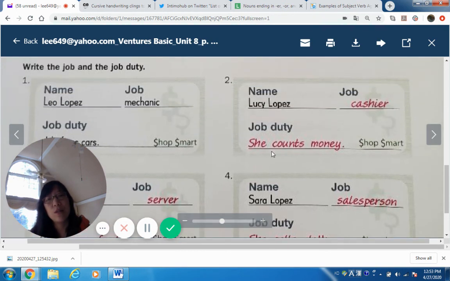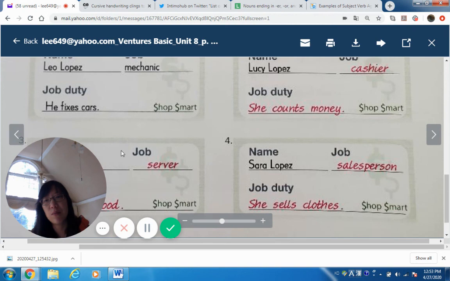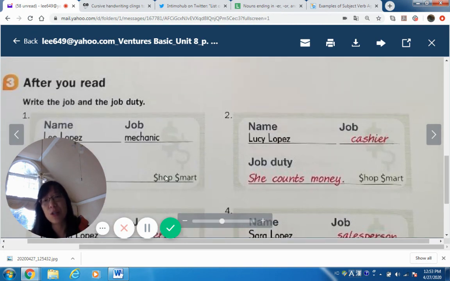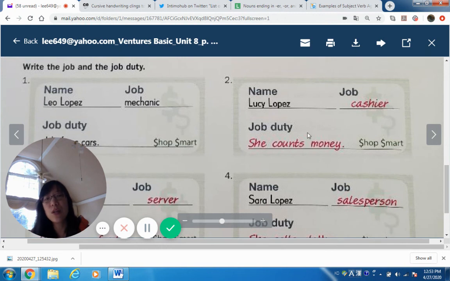So look at it, she. Third person singular. That's why you need S, counts. You have to say she counts, not she count. And we're using it in the present tense. Remember it as the present tense. Something like a job description, we usually use it in the present tense. It's something that's what she's doing every day on a daily basis.